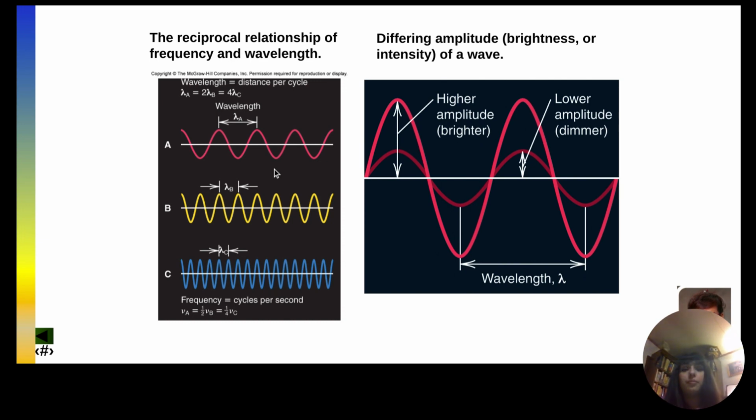So differing amplitude is the brightness or intensity of a wave. So the higher the wave is, see here they all have the same amplitude. Here they may not have the same amplitude. You see that this one down here has a lower amplitude and this one up here has a higher amplitude. A lot of times, like, see this light here, you may say that this is pretty dim, but in reality it's just got a low amplitude and you can still see it. It's just not as bright as it can be.